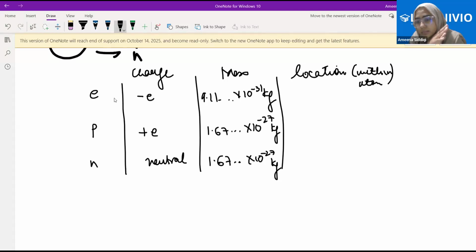Leave the values, just see the powers. The electron has its mass in the power raised to minus 31, whereas the proton and the neutron have their mass in the power raised to minus 27. Can I say it's around 10,000 times smaller than the mass of the proton and the neutron?